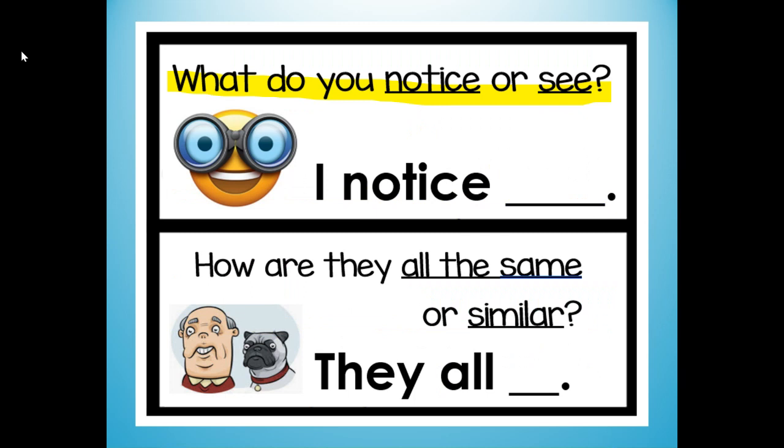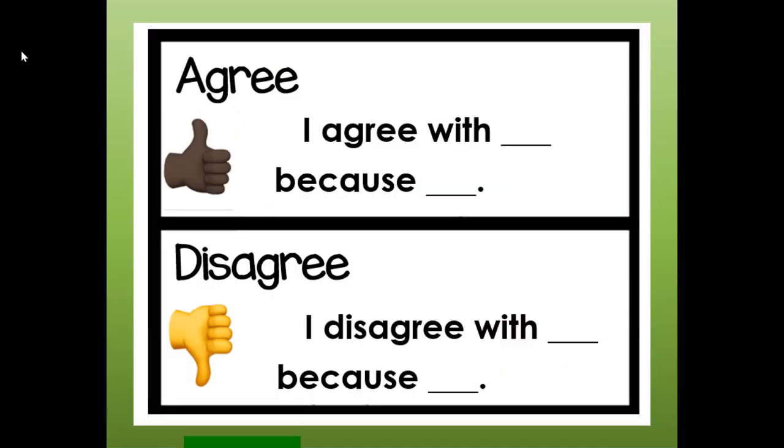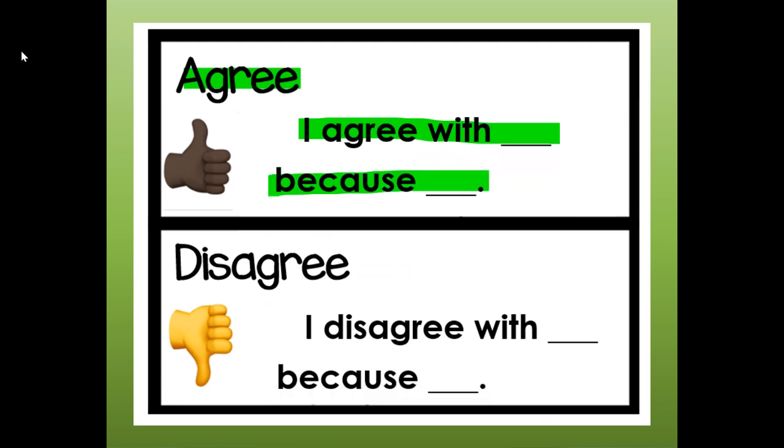I'm going to ask you the same questions for each group of pictures. What do you notice or see? I notice or I see, and tell me what you notice. And how are they all the same or similar? And you'll say, they all. I'm also going to ask whether you agree. And if you agree with your partner or me, you can say, I agree with you, Mrs. Pearson, because, and tell me why. Or you can disagree and you can say, I disagree with you because, and tell me why.